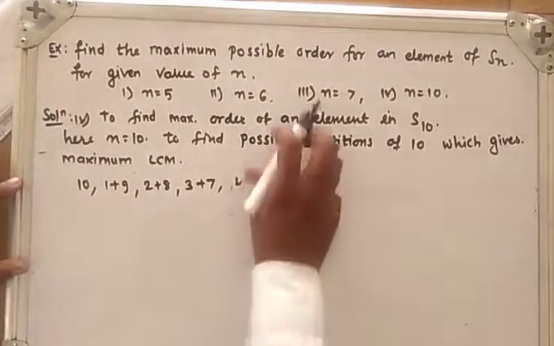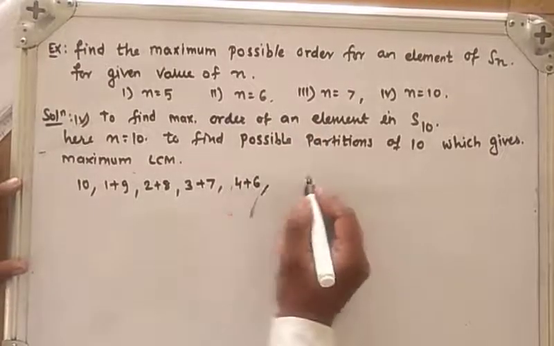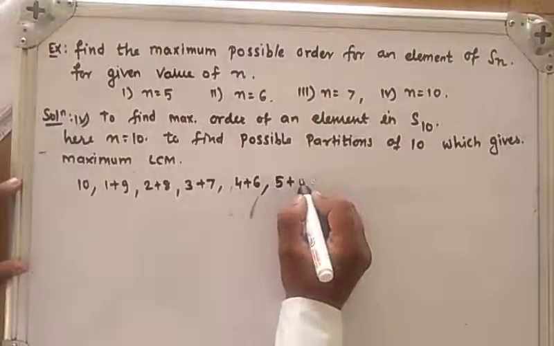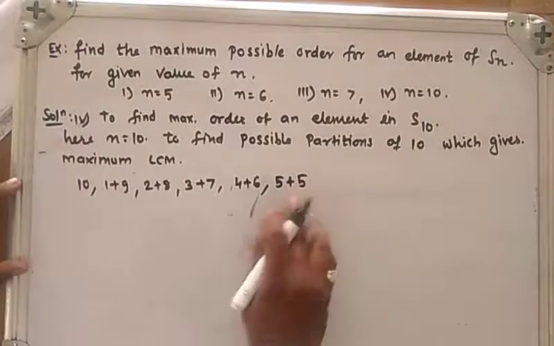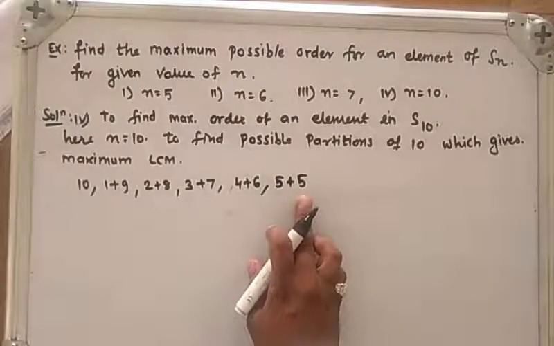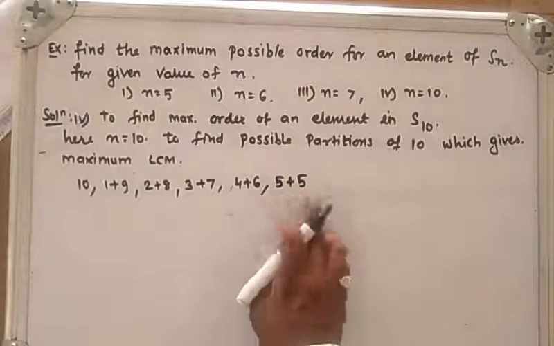So this is addition. So 4 plus 6. Next I will increase 5 plus 5. If I take a partition of two cycles which have 5 elements each, the LCM will again be 5.